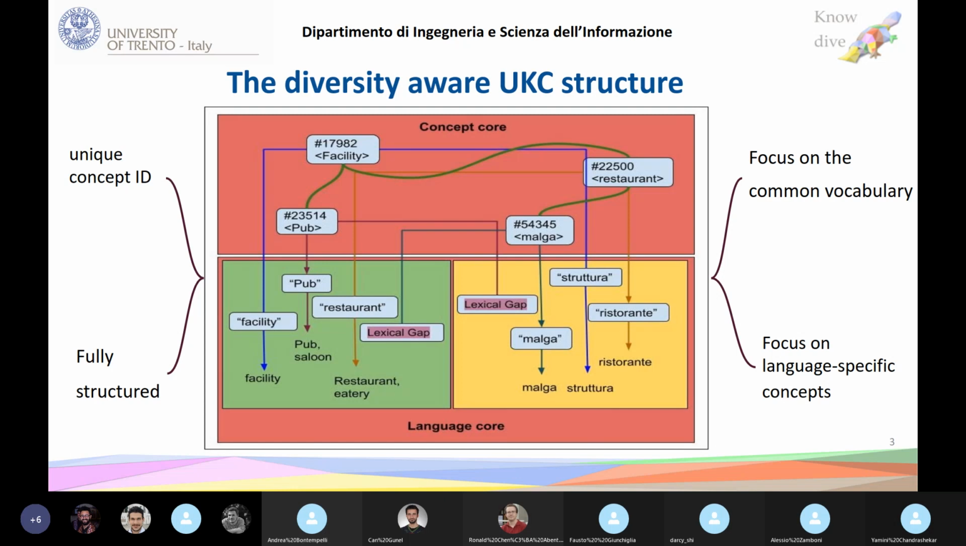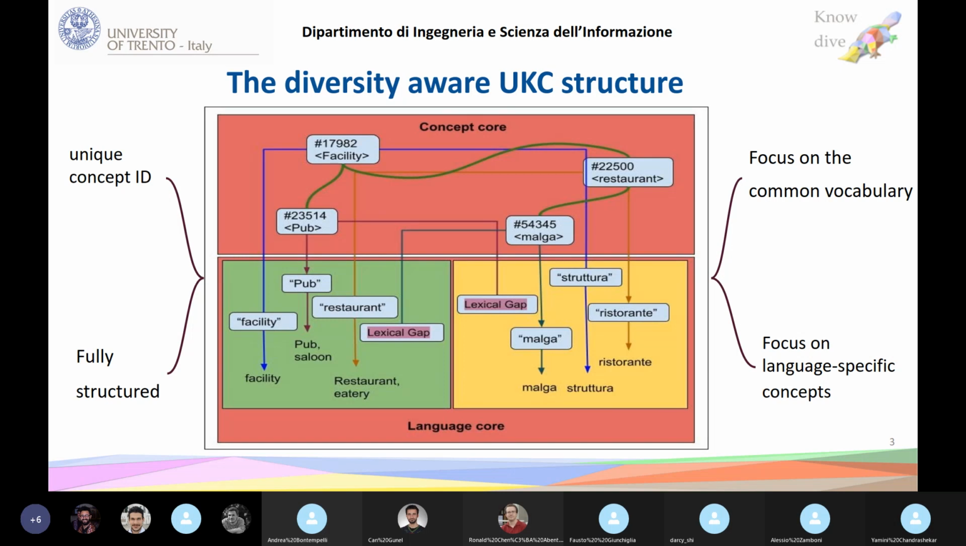Looking at the diversity aspect of the resource, here is a diagrammatic representation of it. This diagram provides a clear distinction between the concept core and the language core. Inside the language core, we have two different colored boxes, each representing a language. The green one is the English language and the yellow one is the Italian language for this example. So let's begin with the first example.